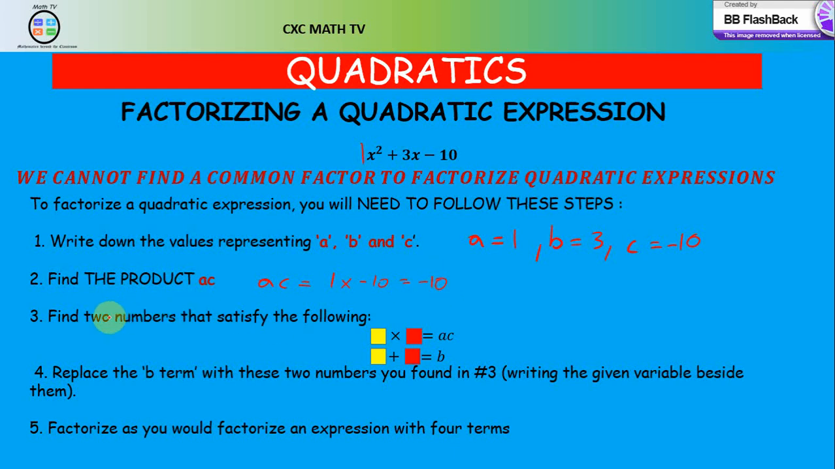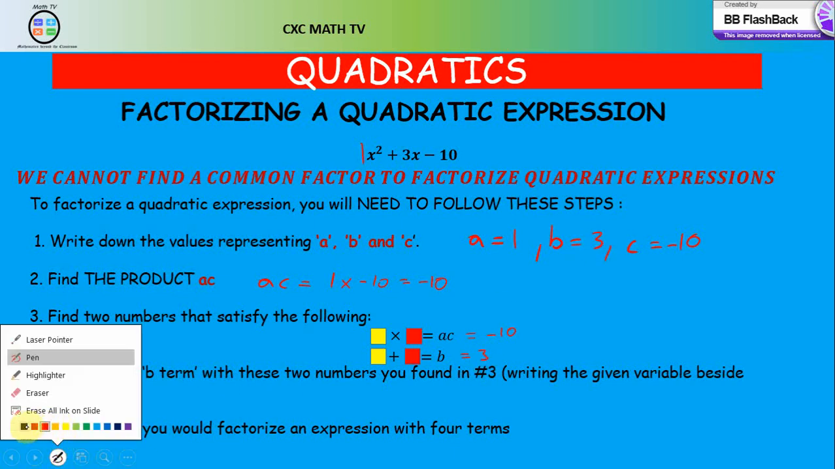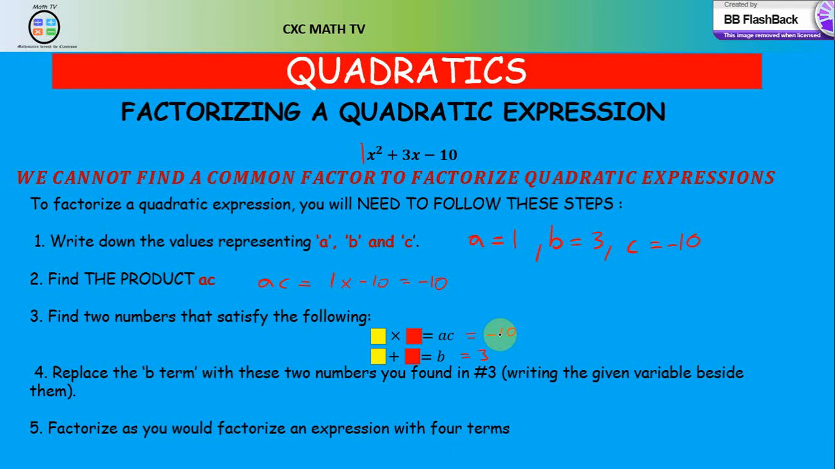Then you're going to ask yourself, find two numbers that satisfy the following. Which two numbers, when you multiply them, you get a times c, which is negative 10 in our case. And when you add those same two numbers, you should get the b value of 3. So you have to think about it and say, which two numbers when I multiply them I get negative 10, when I add them I get 3.